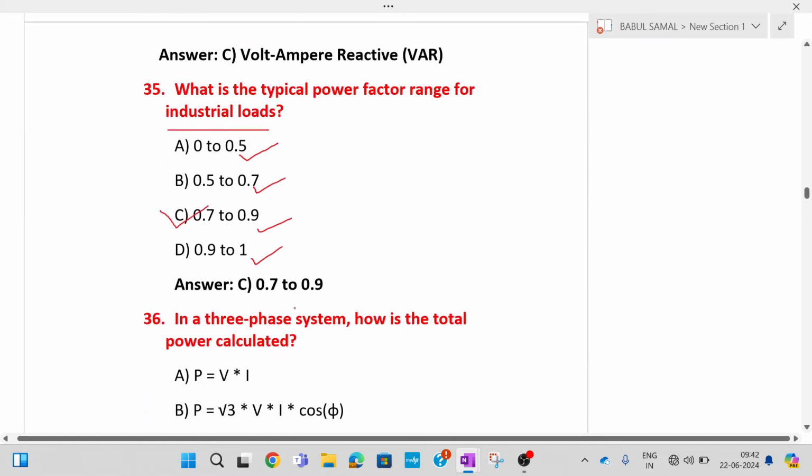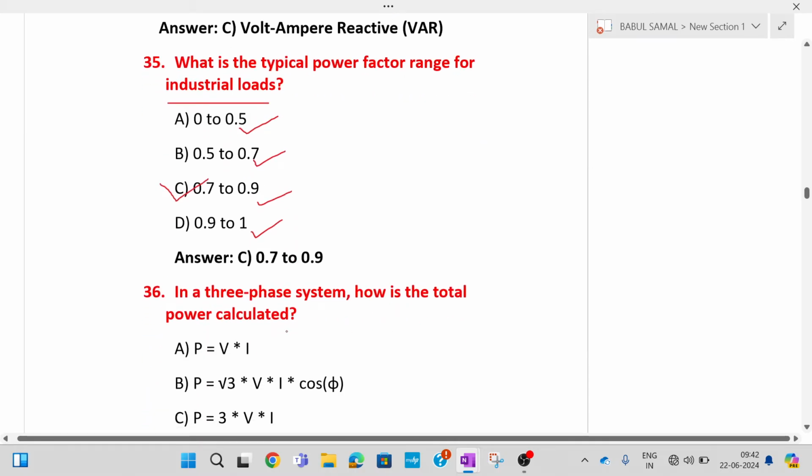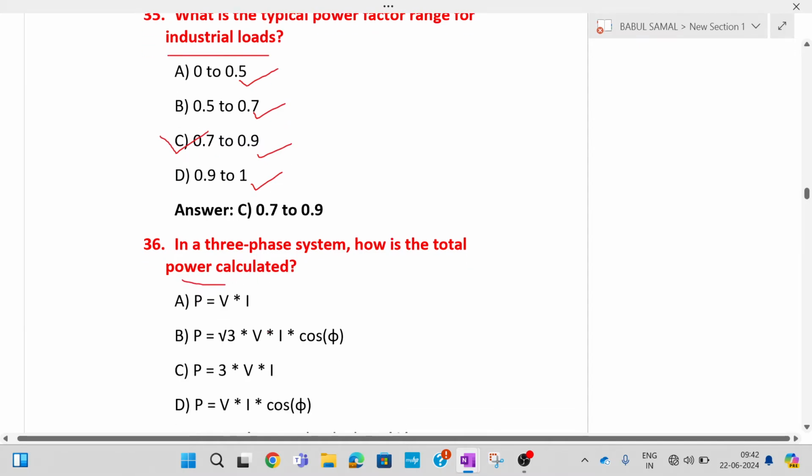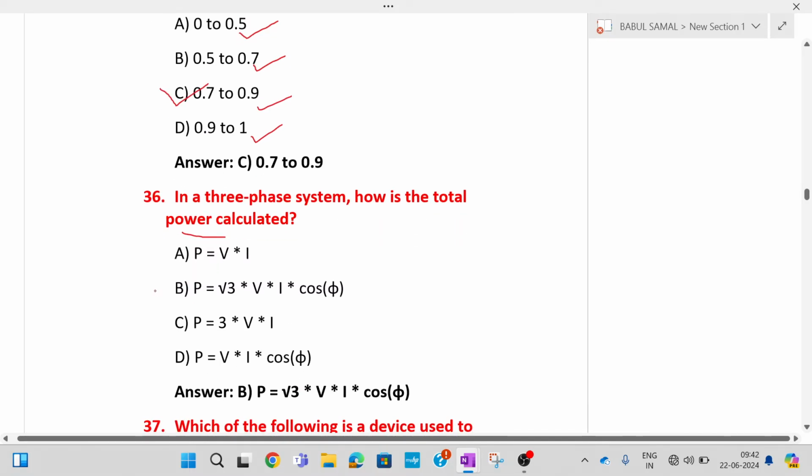Coming to the next question. In a three-phase system, how is the total power calculated? The options are P is equal to V into I, P is equal to root 3 into V into I cos phi, P is equal to 3 into V into I, and P is equal to V into I into cos phi. So the correct answer here, in a three-phase system, power will be calculated using the formula root 3 into V into I into cos phi. So option B will be correct.